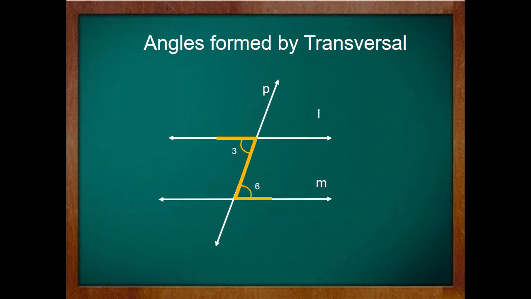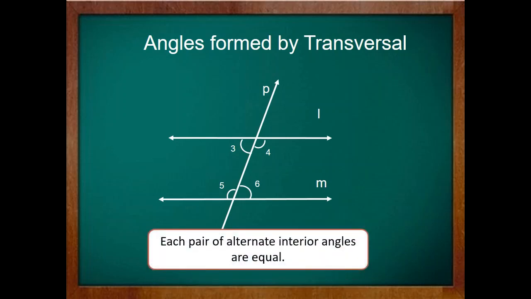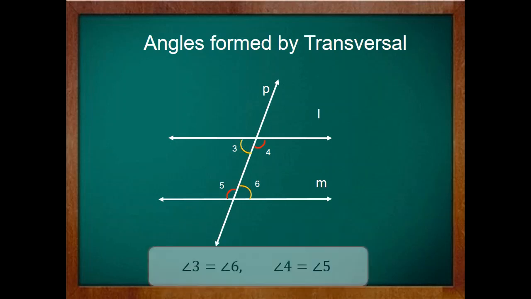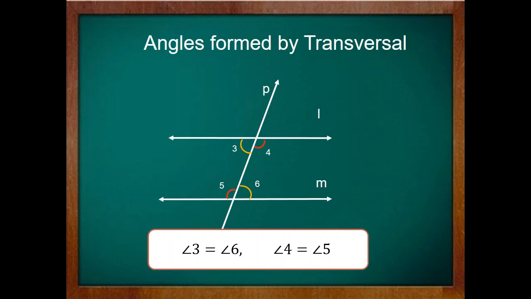There is another pair of alternate interior angles formed by the transversal. Can you find out which one it is? Angle 4 and angle 5 are another pair of alternate interior angles formed by the transversal. They are also forming the Z shape. An important property to remember about alternate interior angles is that each pair of alternate interior angles are equal to each other. So, angle 3 is equal to angle 6 and angle 4 is equal to angle 5.